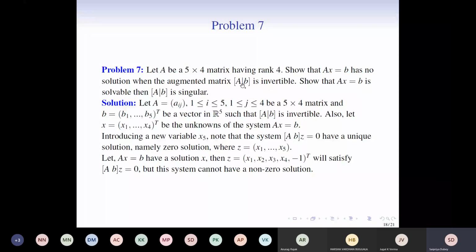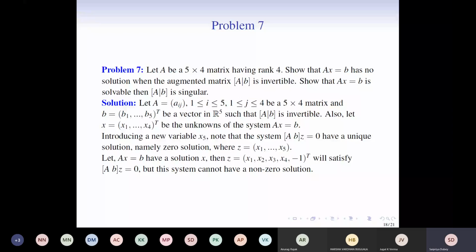So please see that this AB is an invertible matrix, right? So here it will force Z to have only a unique solution, which is the 0 solution. You can always multiply by this AB inverse, and you'll get Z to be exactly equal to 0. So this system can have no other solution except for 0. Is it clear?